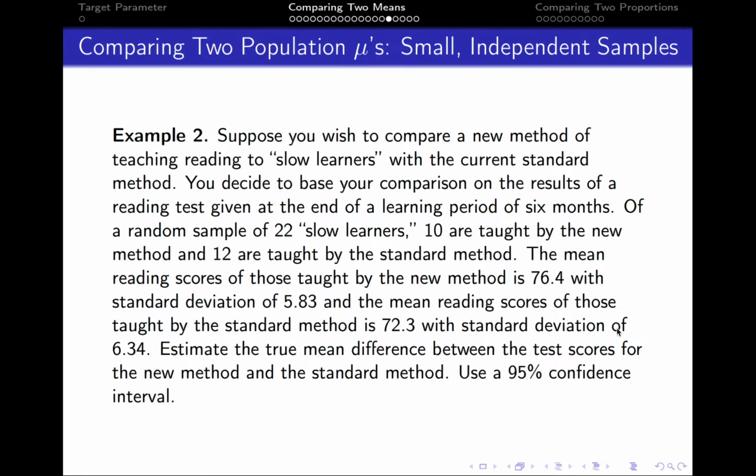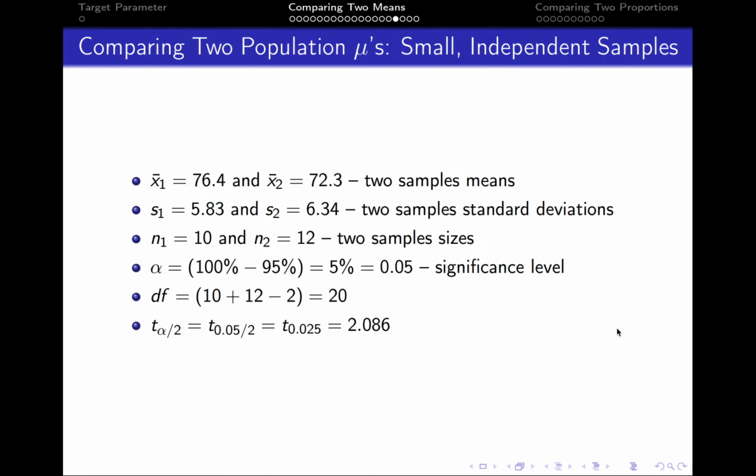So using this description, we can get the following information. So we have two sample means. The first sample is 76.4 and the second sample mean is 72.3. We also know two sample standard deviations. The standard deviation in the first sample is 5.83 and in the second sample it is equal to 6.34. We also know sample sizes. The first sample includes 10 people and the second sample includes 12 people.